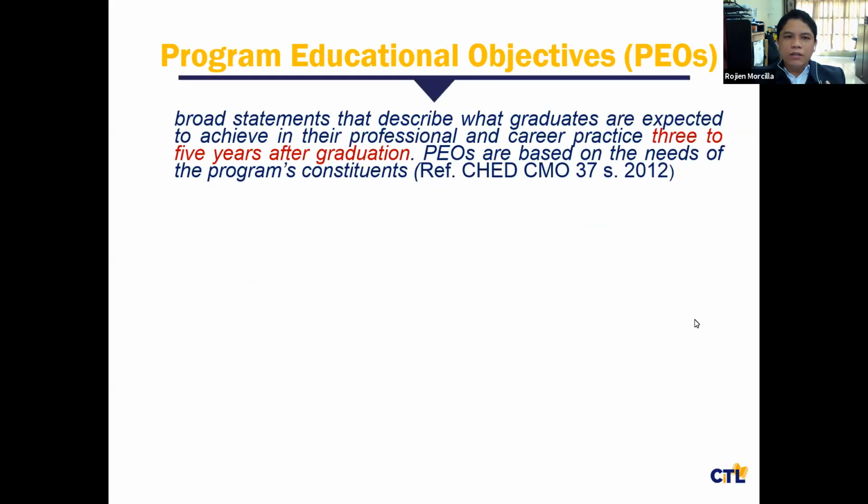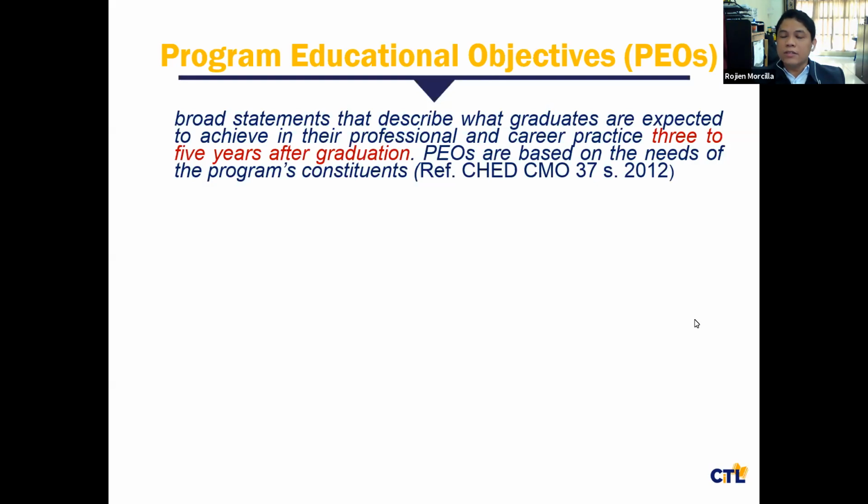Okay? So as defined, when we say PEOs, these are broad statements that describe what graduates are expected to achieve in their professional and career practice 3 to 5 years after graduation. So we should be clear about that. PEOs are achieved by the student 3 to 5 years after graduation.